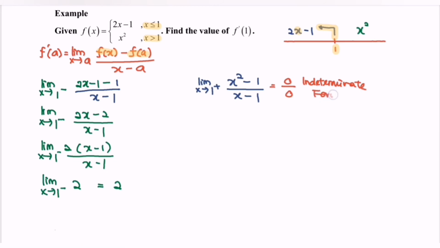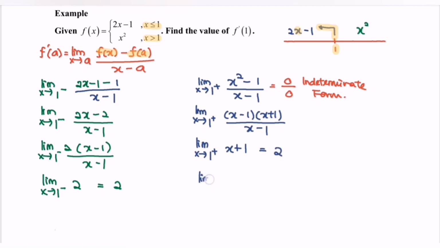So in this part, I'm going to factorize, and we will have the limit when x approaches 1 from the right, (x minus 1)(x plus 1) over x minus 1. After we simplify, we will have the limit when x approaches 1 from the right, x plus 1, and we will have approaching value 2.